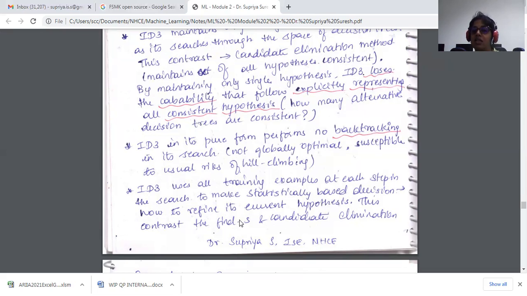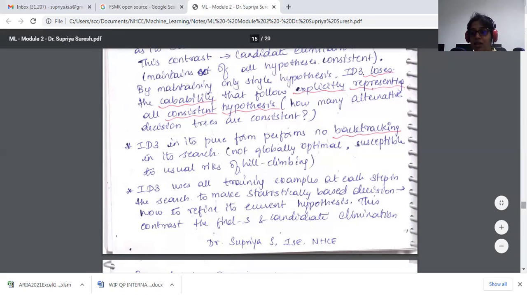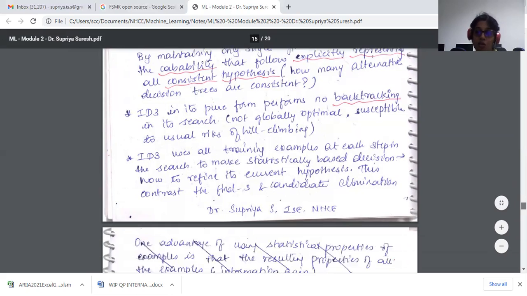This contrasts with Find-S and the candidate elimination algorithm. We have seen what the drawbacks of Find-S and candidate elimination are. This is actually a contrast to it. Find-S and candidate elimination take only particular instances and fine tune their hypothesis, whereas the ID3 algorithm has the entire set of training examples to fine tune its hypothesis. Okay.